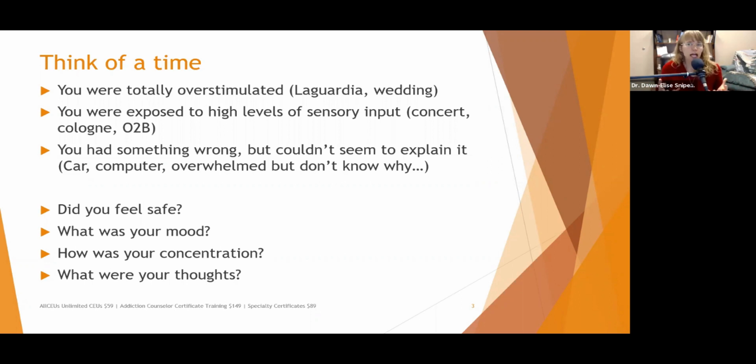What was your mood like when you were overstimulated or had something wrong but couldn't explain it? You were probably frustrated. You were like, would you just please listen, please understand, or please make it stop? Well, think about a person with autism. That's kind of what they are trying to communicate, but they may be so overwhelmed and so dysregulated at that point that they can't. How was your concentration and what were your thoughts? Probably not good. Probably get me the hell out of here because I can't take it, or I can't possibly focus on what's going on. And those are things we want to take into consideration.